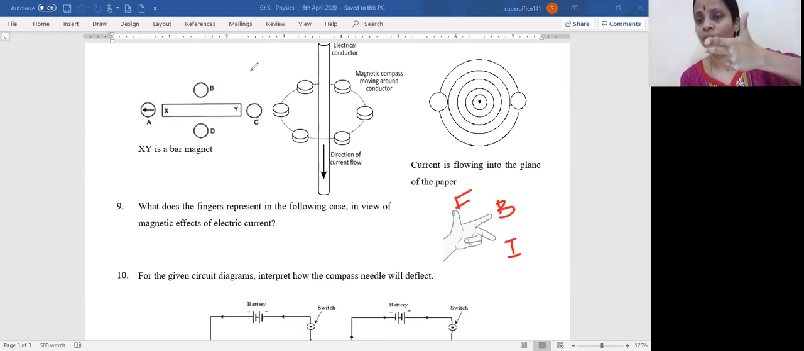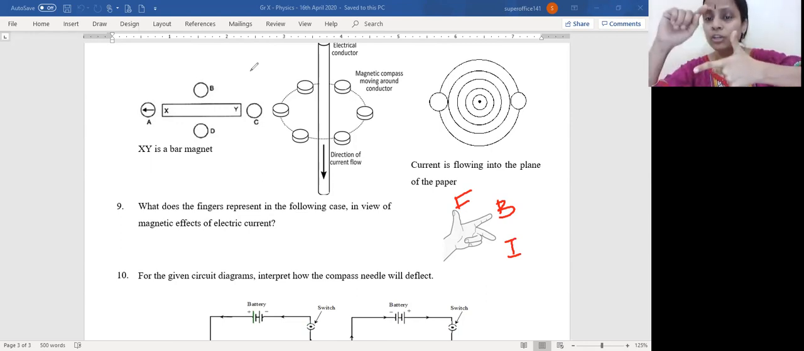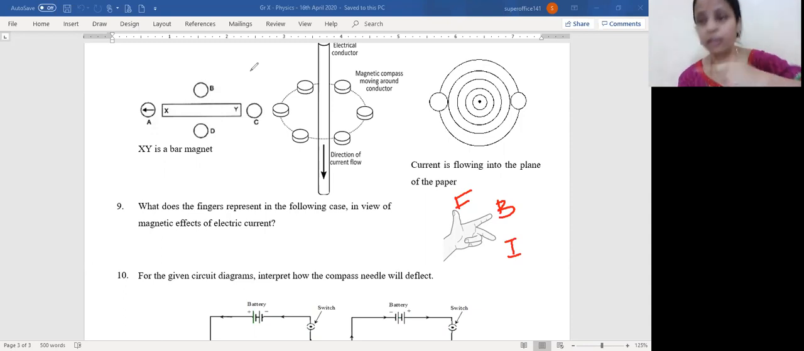Mutually perpendicular directions. The thumb shows the direction of the force acting on the conductor, the forefinger shows the direction of the magnetic field applied, and the middle finger shows the direction of the current. Now, when I'm showing these fingers, children, please understand that my image, as you are seeing, is going to be laterally inverted. Is that clear? The camera is laterally inverted.